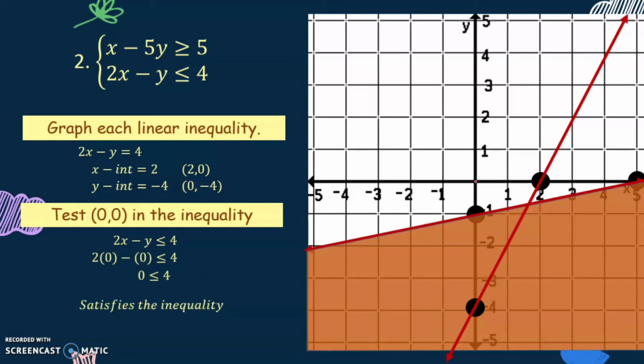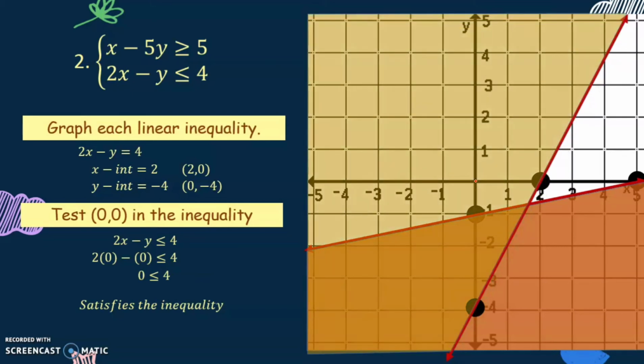So if this is the test point and it satisfies the inequality, then we have to shade the region of the side of the boundary line that contains the test point. As you can see, there is an overlapped region. So it means this is the graph of our system of linear inequalities, meaning all the ordered pairs that are found in the overlapped region are solutions of the system, including the ordered pairs that are found on this line because we use solid line.